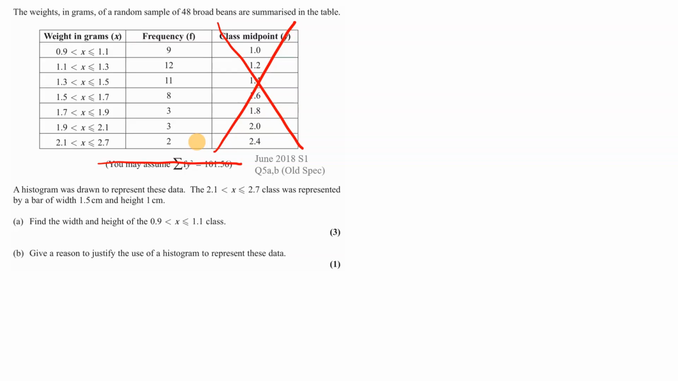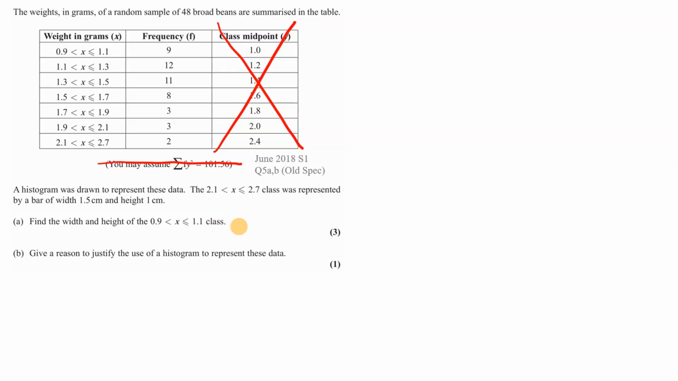So here's an example of a question like this, where we're told the weights in grams of a random sample of 48 broad beans are summarised in this table here. So this is a grouped frequency table. Ignore the bits that I've crossed out in red here, that's for later parts in the question. We're told a histogram was drawn to represent this data, and the 2.1 to 2.7 class was represented by a bar of width 1.5 centimeters and height 1 centimeter. And for part A, for 3 marks, we need to find the width and the height of the 0.9 to 1.1 class.